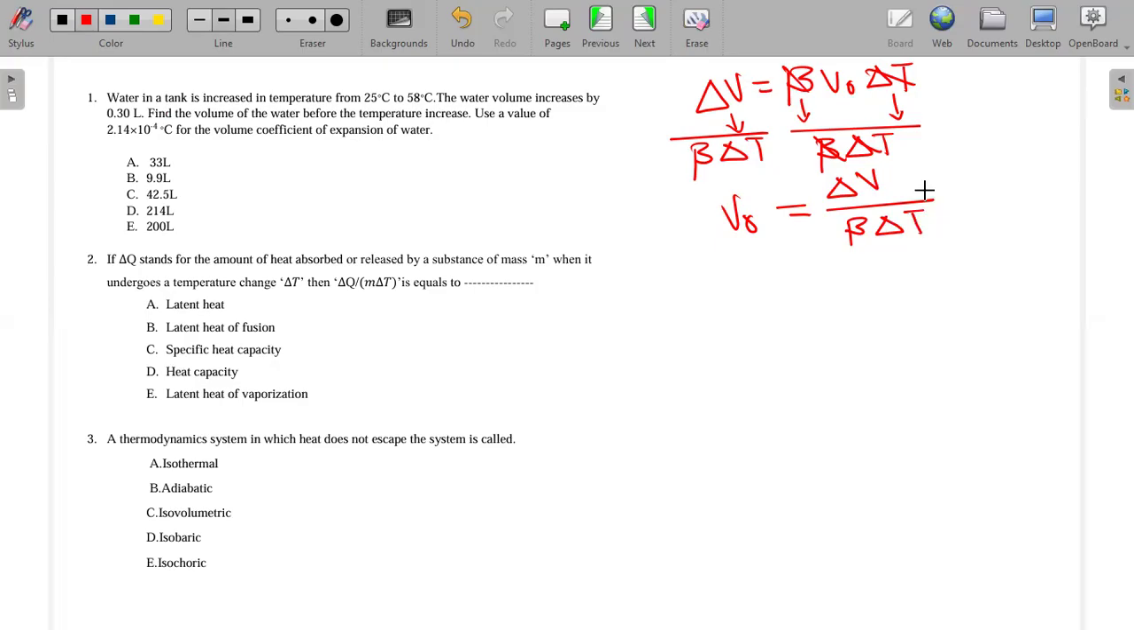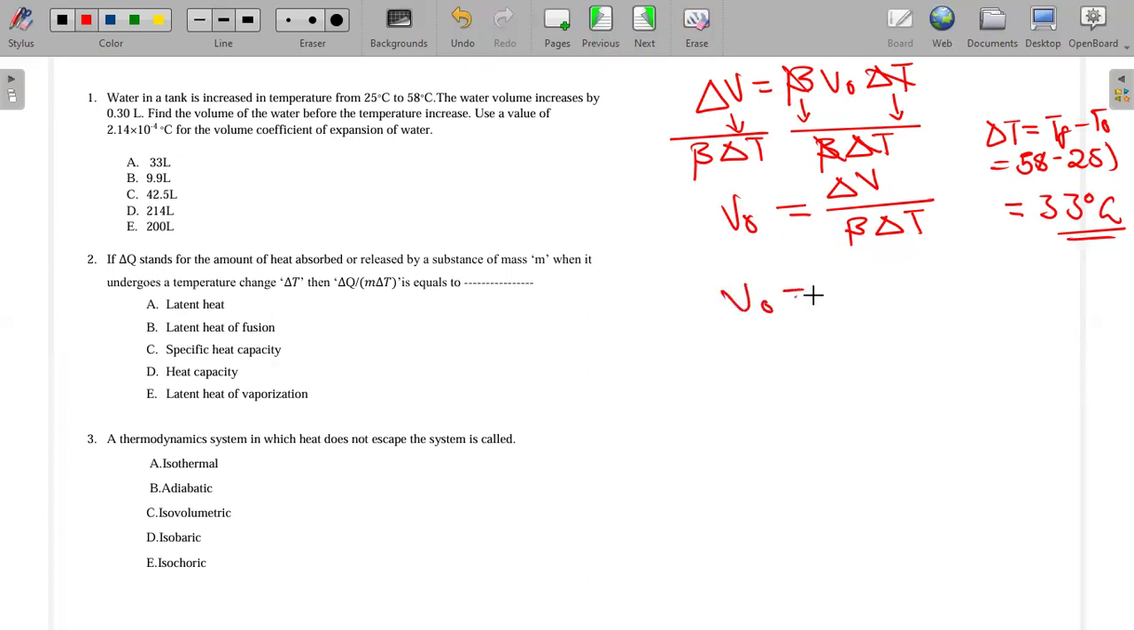We've already been given the volume in liters, and we have our coefficient of volume expansion. Then we also have our change in temperature, which is basically T final minus T initial, which is 58 minus 25. This gives a temperature change of 33 degrees Celsius, and this is what I'm going to plug into my equation.